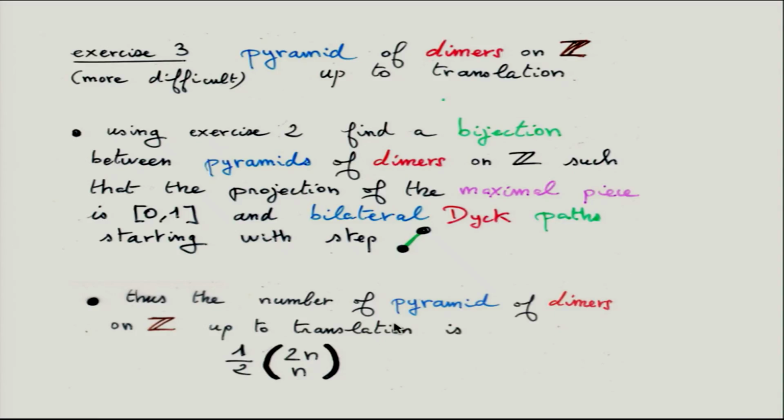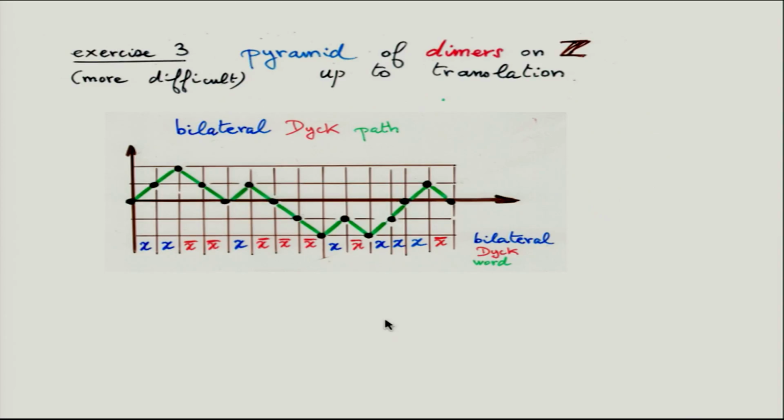And what is 2n choose n? The exercise: 2n choose n is given by the number of bilateral Dyck paths. This is obvious. A bilateral Dyck path means you start at level 0, you finish at level 0, but maybe you go above or below the x-axis.